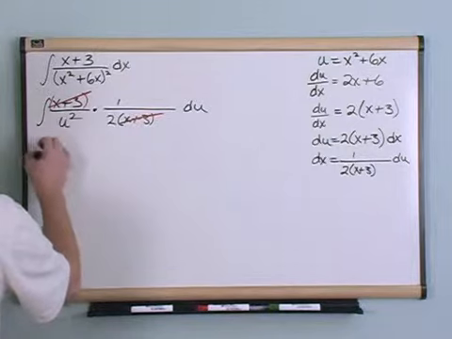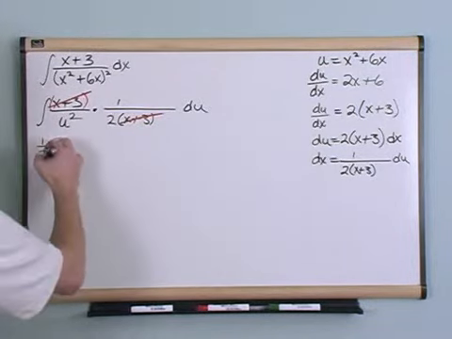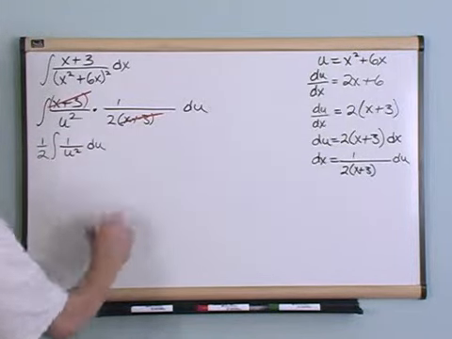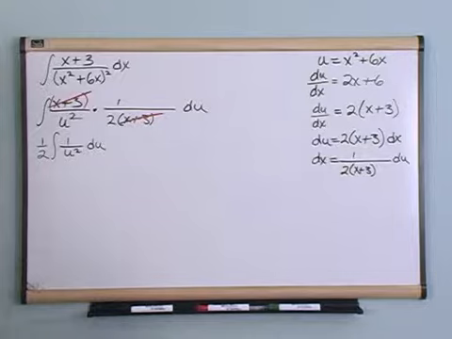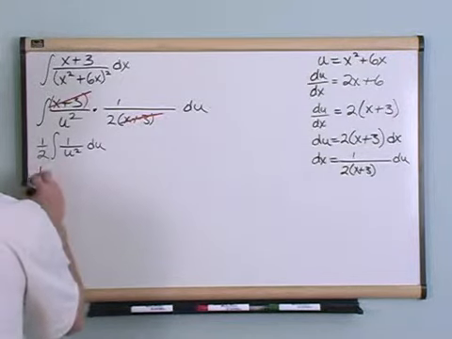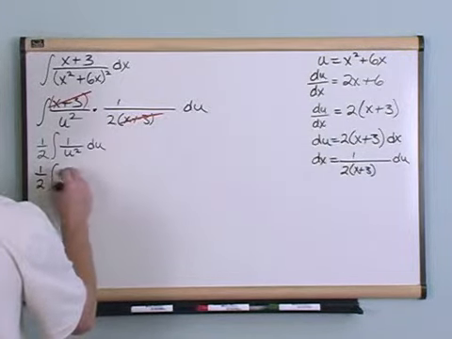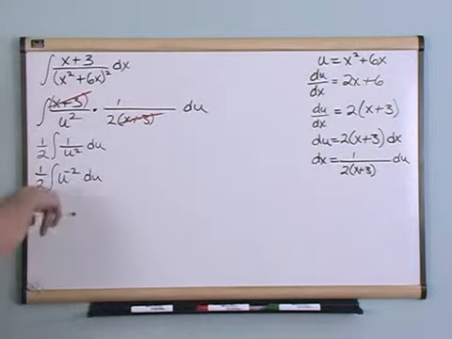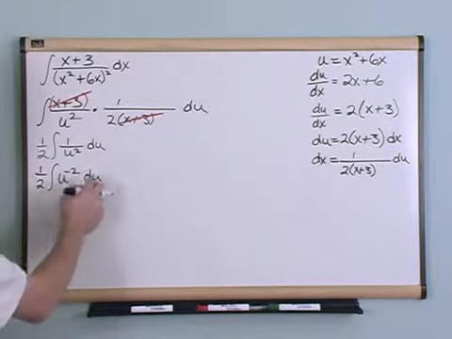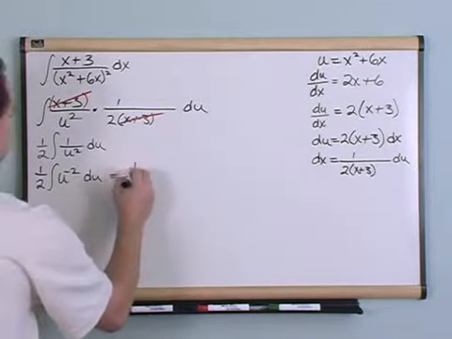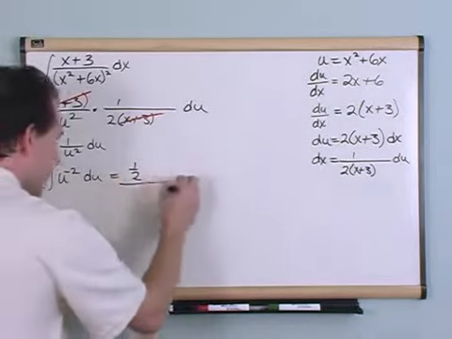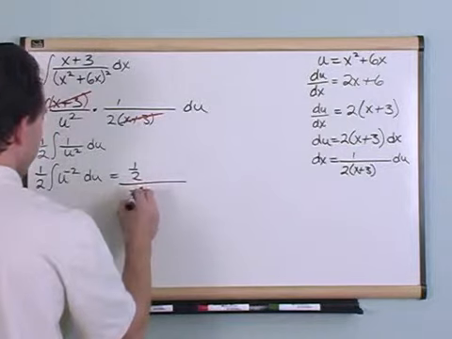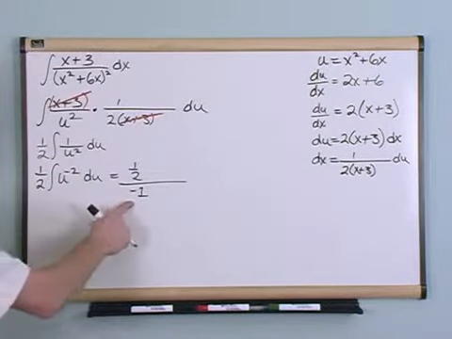Now you'll have 1/2, the 1/2 can come out of the integral, 1 over u squared du, right? And you know how to solve this. We can turn this into u to the negative 2. We did a lot of problems on how to do that in the previous section. We just moved it up, and now this is a polynomial. So this integral is equal to 1/2, which is what's out front, divided by exponent plus 1. So you're going to have a negative 1. Negative 2 plus 1 is negative 1.